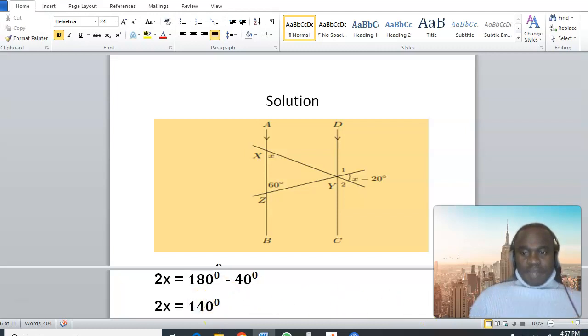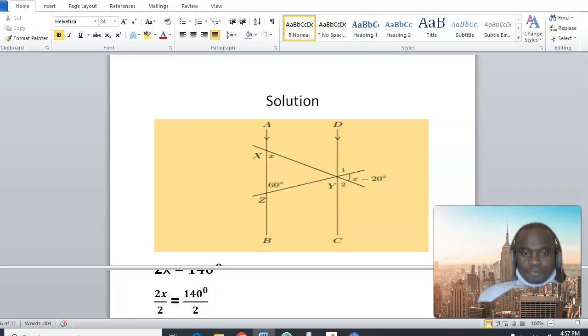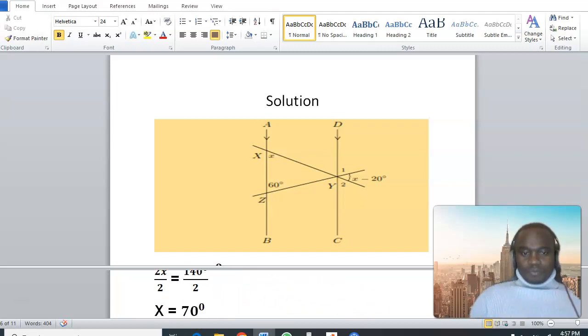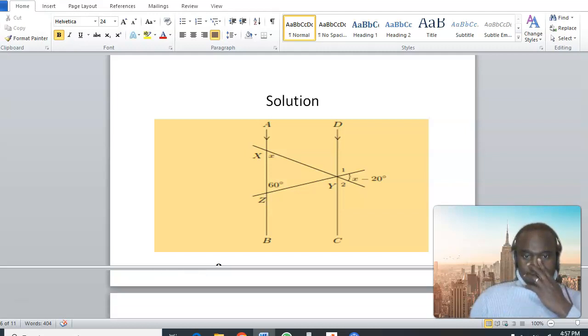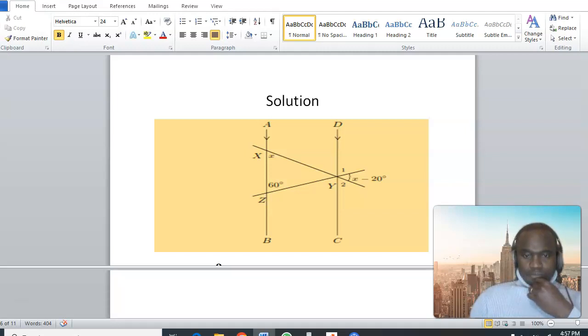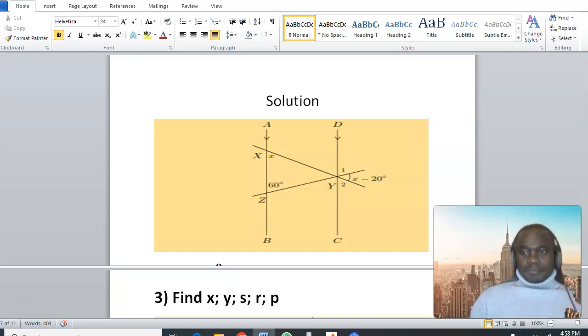Then divide both sides by 2. So if you divide both sides by 2, we are going to get x is equal to 70 degrees. Okay, our next question.